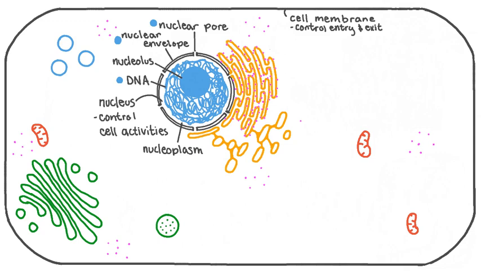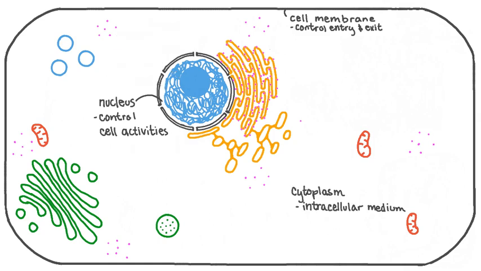The nucleus is filled with a rich jelly-like substance called nucleoplasm. Often visible within the nucleus is a dense region known as the nucleolus. The primary function of the nucleolus is to make ribosomes.